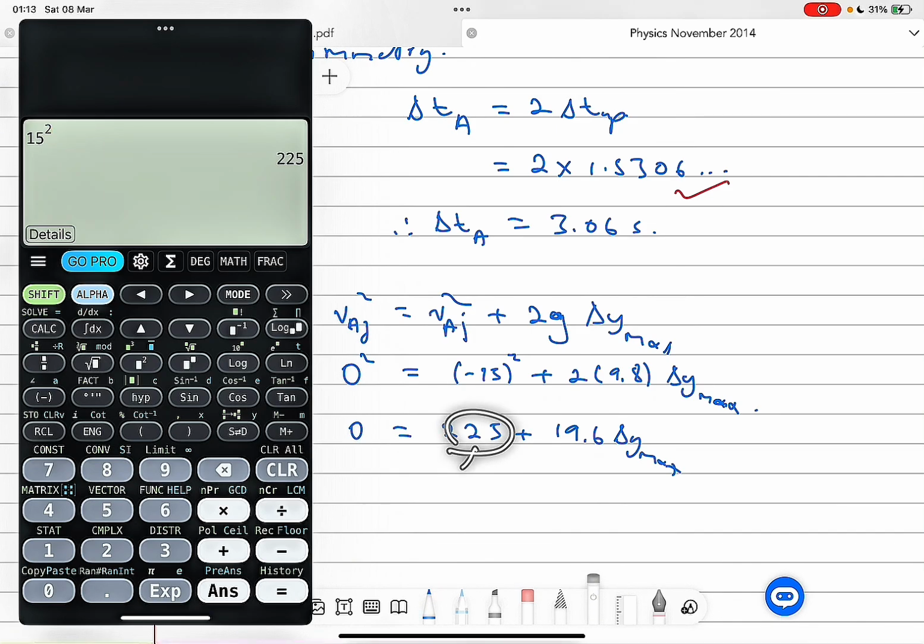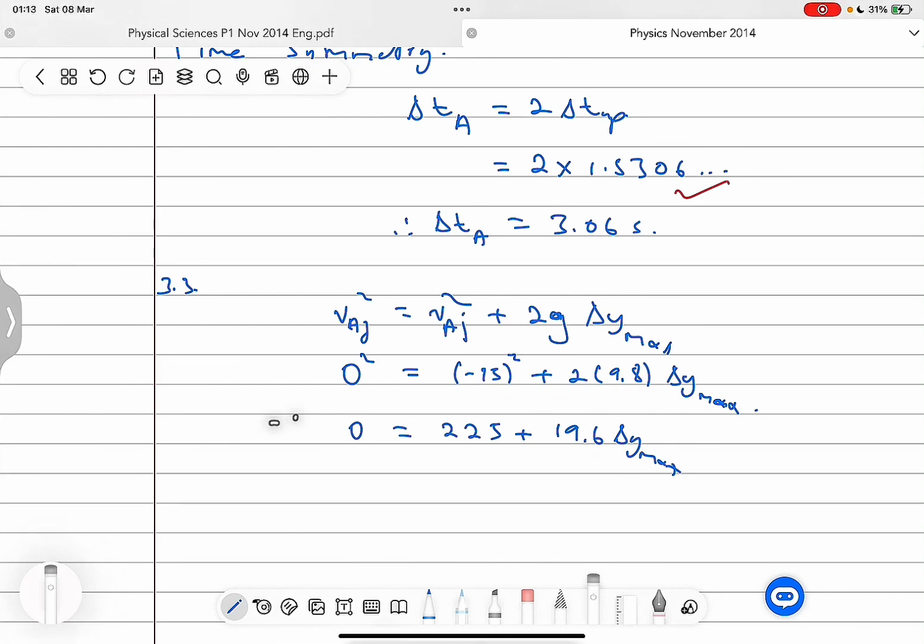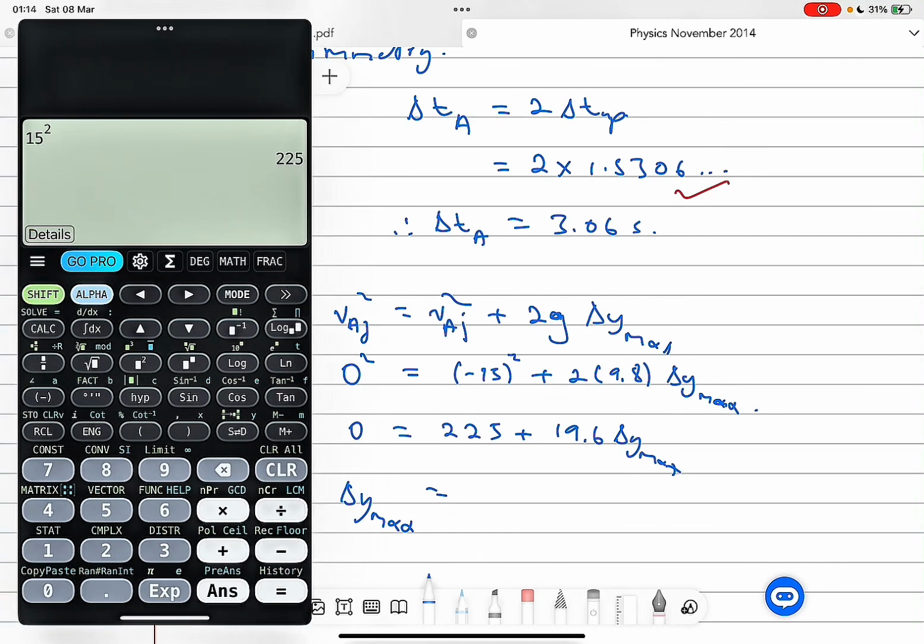Now I'm going to take this 225 to this side so that I have negative 225, and I'm dividing that by the 19.6, because when we divide by 19.6 here it will cancel and then I'm left only with change in y. So this means that our change in y max is going to be equal to this number here divided by 19.6.